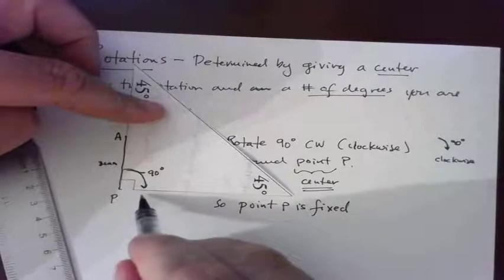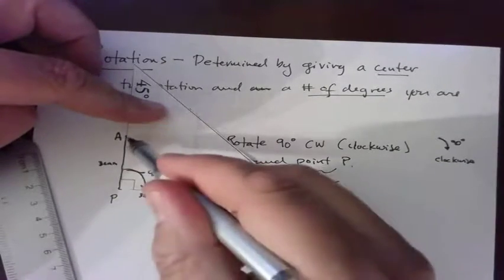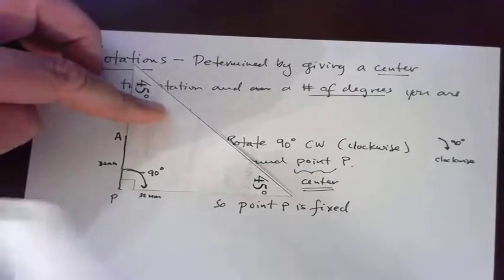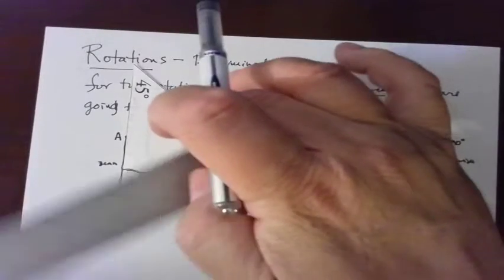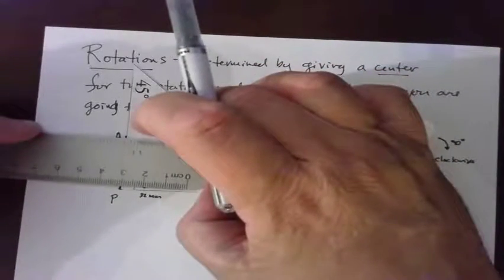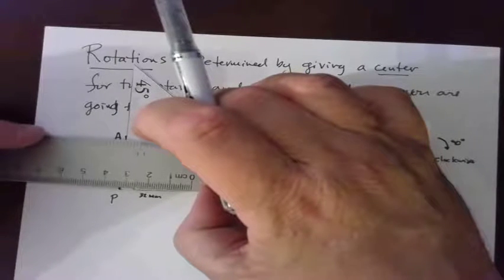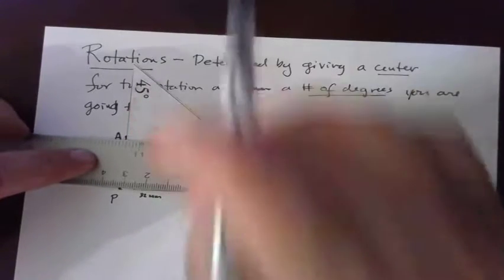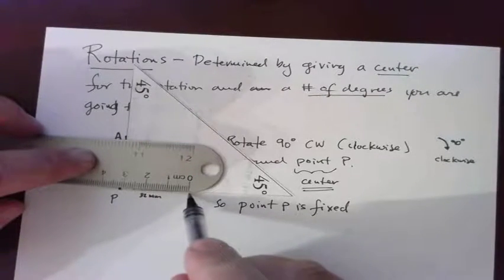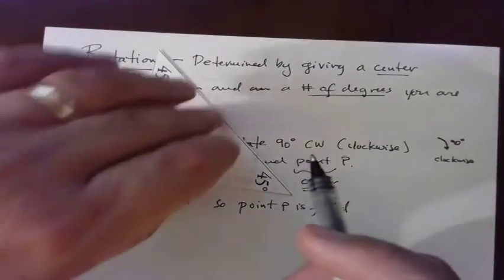And I have to make sure the distance is correct. I have to make sure it's 32 millimeters away from the center, because if you turn it around P, it doesn't change its distance from P. So I get my ruler out here and measure 32 millimeters from P. So that looks pretty good. Yep. So point A prime is right there. That's where I've turned A to. So I've turned A 90 degrees around point P.